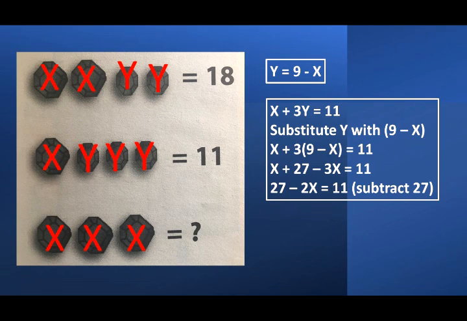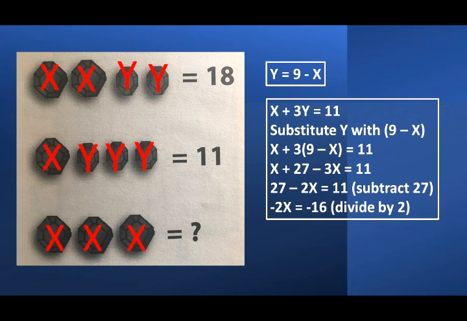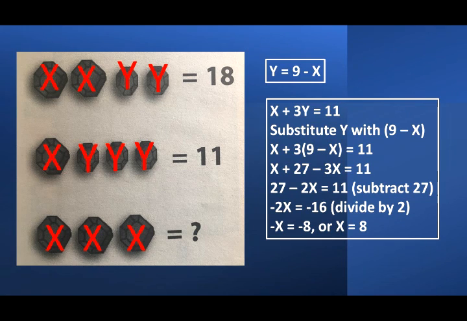So now we add the x's together. We'll have 27 minus 2x equals 11. We subtract 27 from both sides. We have negative 2x equals negative 16. We divide by 2. We have negative x equals negative 8, or x equals 8.